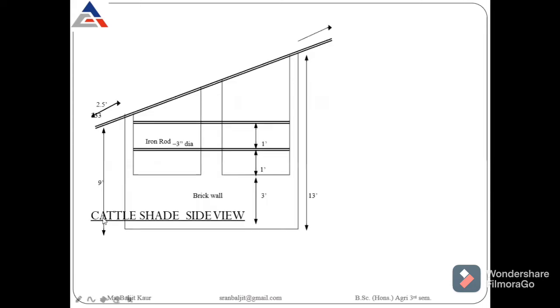So this is the side view of a cattle shed, right? This is the roof that is slanting, and there are some iron rods. There is brick wall, like walls are made of bricks, and inside the house, the iron rods are there so that the cattle can be kept in those areas, right?